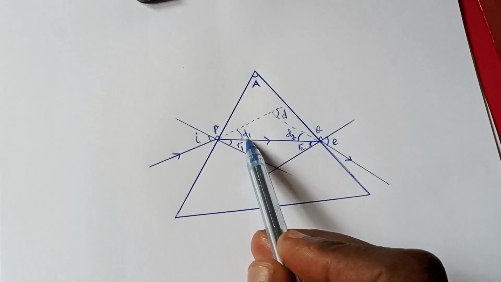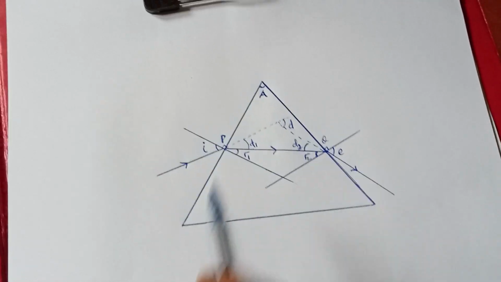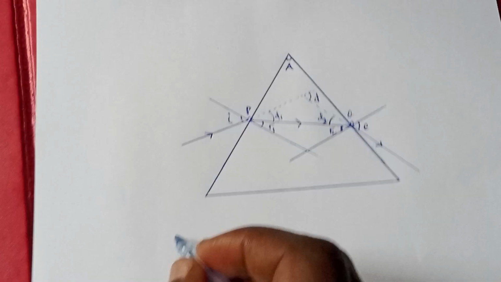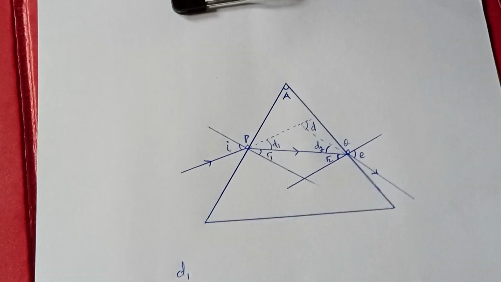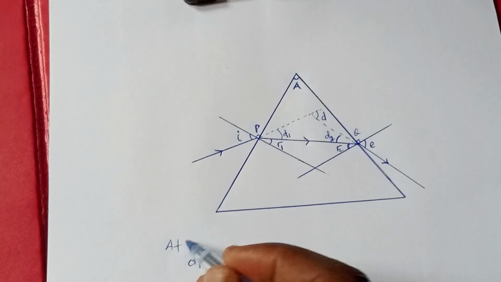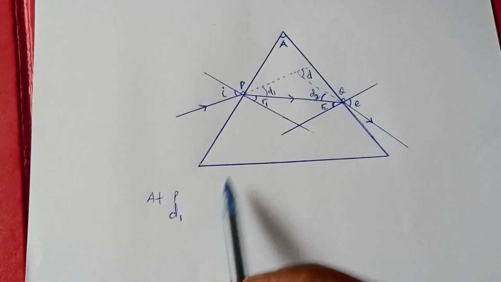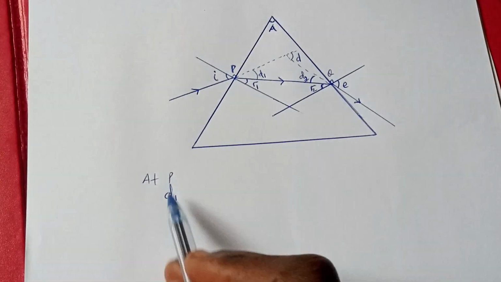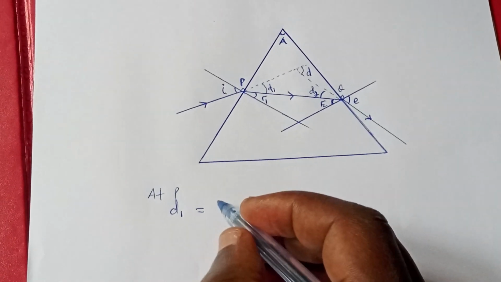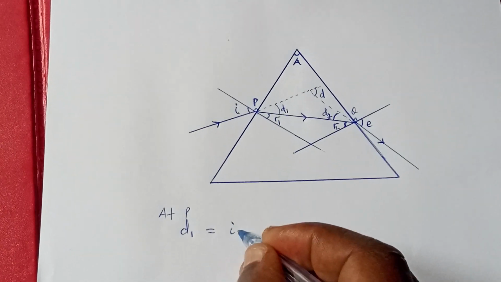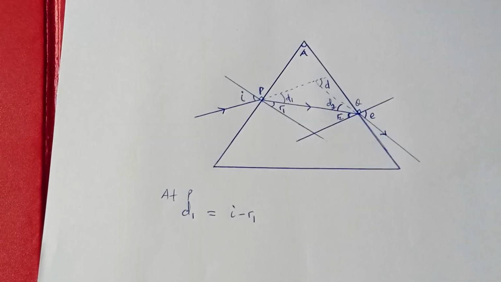Can you express D1 in terms of R1 and I first? Yes, we can do that. So deviation 1 at point P, at this point P, the deviation caused there will be equal to I minus R1. I minus R1. Where does it come from?